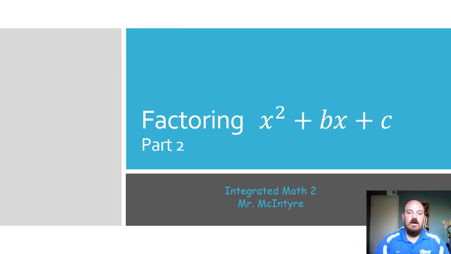Hi everyone. Today is part 2 of factoring x squared plus bx plus c. When we ended part 1, I was talking about the fact that there is no number in front of the x squared. It's not 2x squared plus 5x plus 7. It's just x squared. And today we're going to look at one possible way, not the only way, where there could be a number in front of there, and we would be able to deal with that.